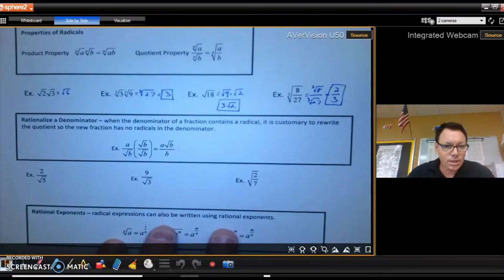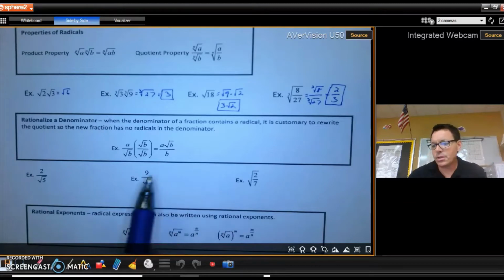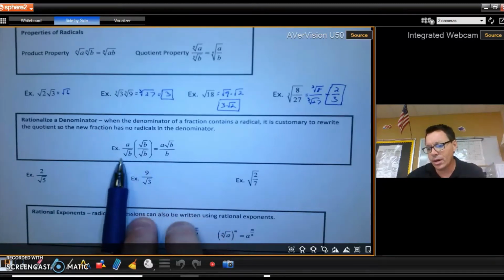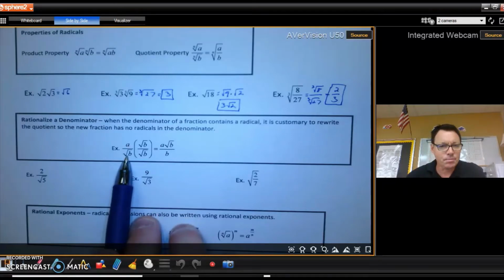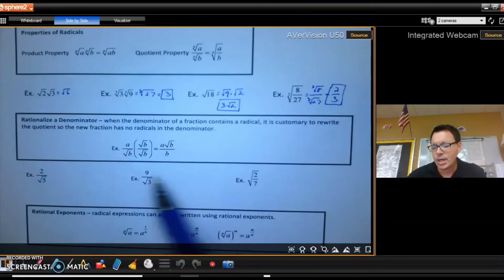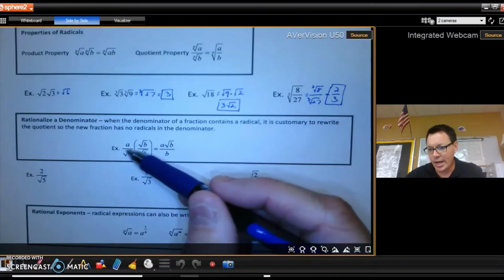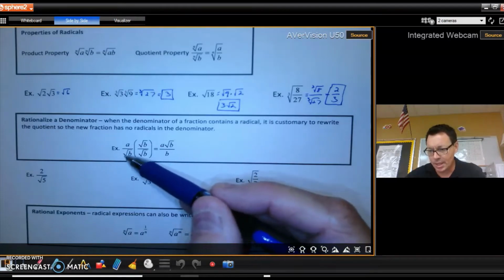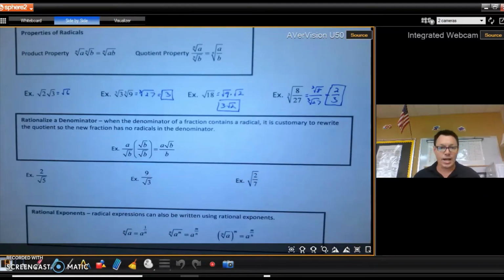Another thing while we're talking about fractions, one thing you need to know is that we don't like to leave our answers with radicals in the denominator. There's something about a radical. Remember, if it's not a perfect square, if you have a radical, that's an irrational number, and we don't like to have irrational numbers in our denominator. And so we do something called rationalizing.